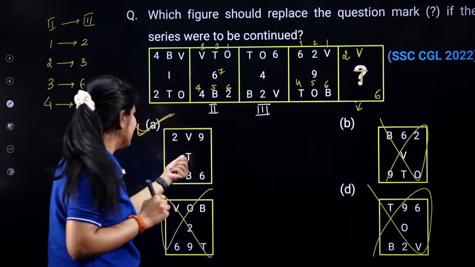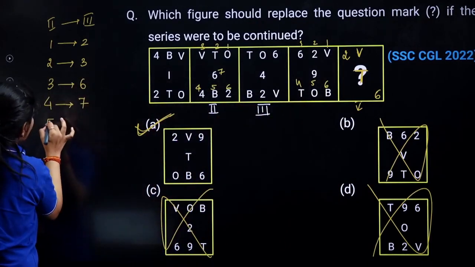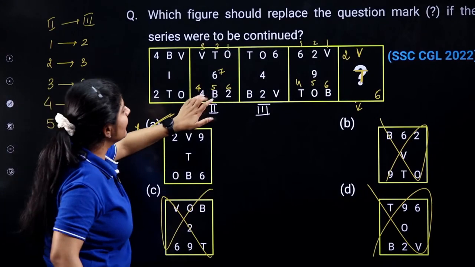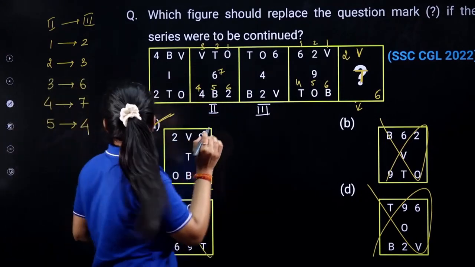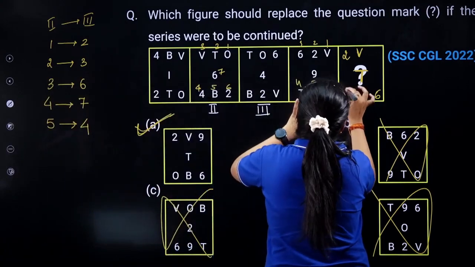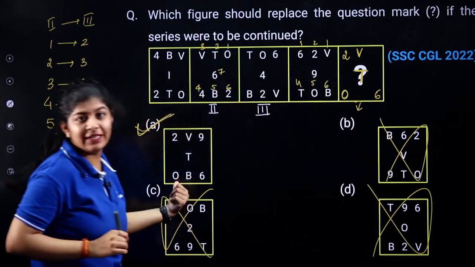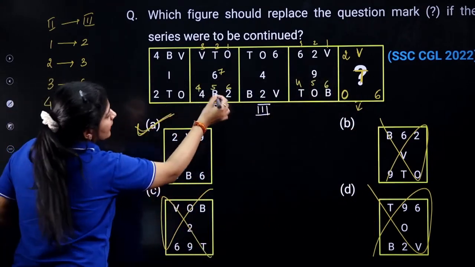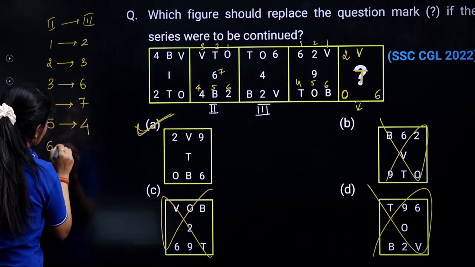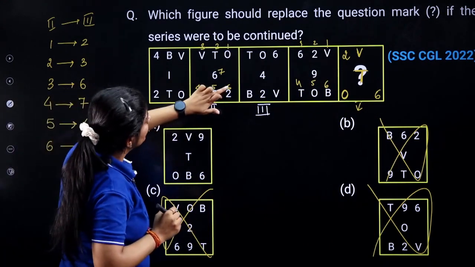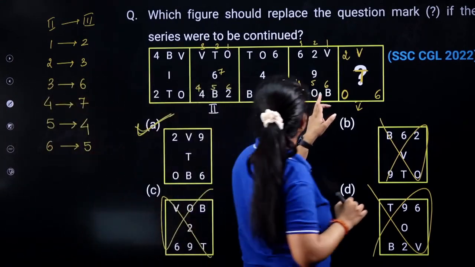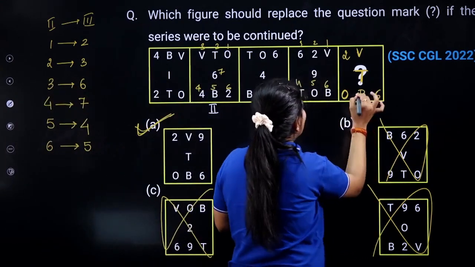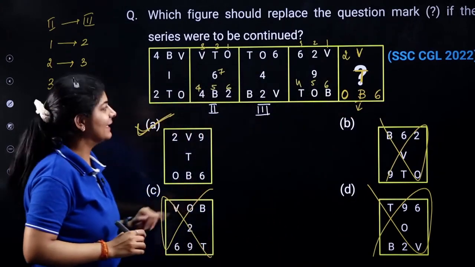Do we have T? Yes. Next one. Fifth element shifted to fourth position. So here we are having O. Do we have that? Yes. Next one. The sixth position is shifted to fifth one. That means this B should come at this place. Do we have B? Yes.